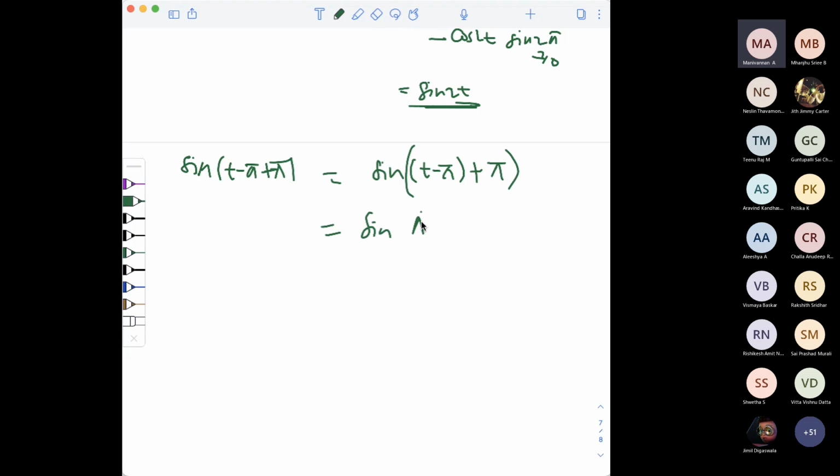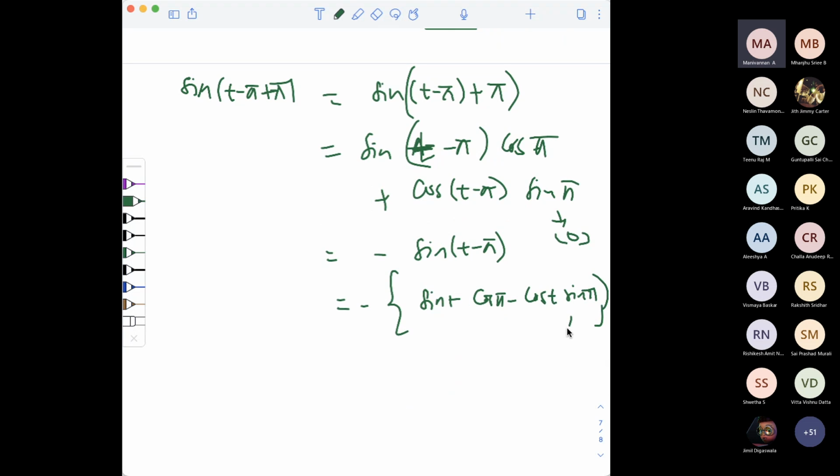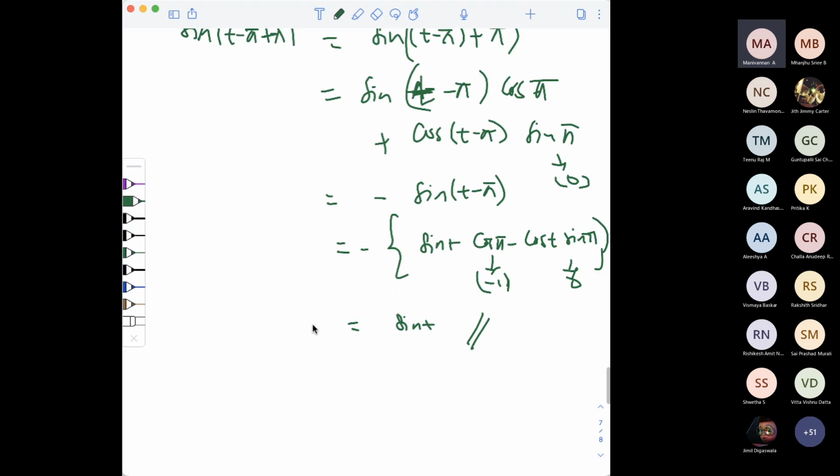So sine a cos b plus cos a sin b. This term again vanishes, and it is minus 1. So minus sine of t minus pi, with this minus, is sine t cos pi minus cos t sin pi. So this will be 0, and this will be minus 1. So minus 1 and minus 1 is positive. Okay, sin t. This is sin t.